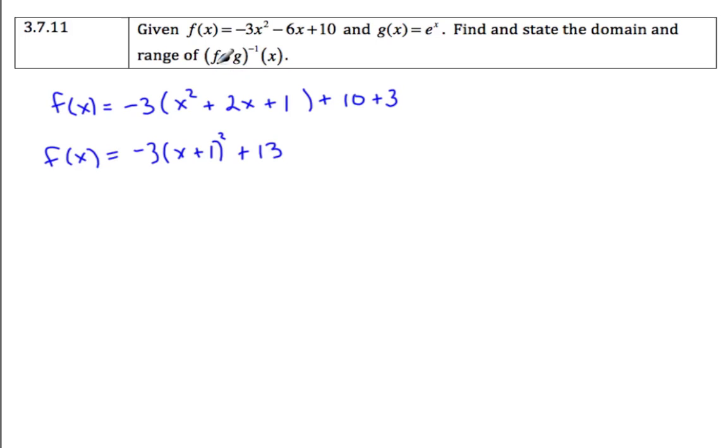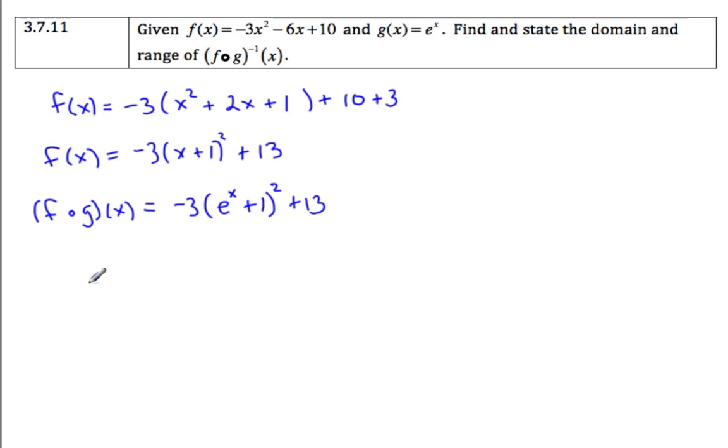So it says f of g. I first need to find f of g. So I'll substitute g in. So f of g of x is equal to negative 3 times (e to the x plus 1) squared plus 13. So there's f of g. Now I need to find f of g inverse.